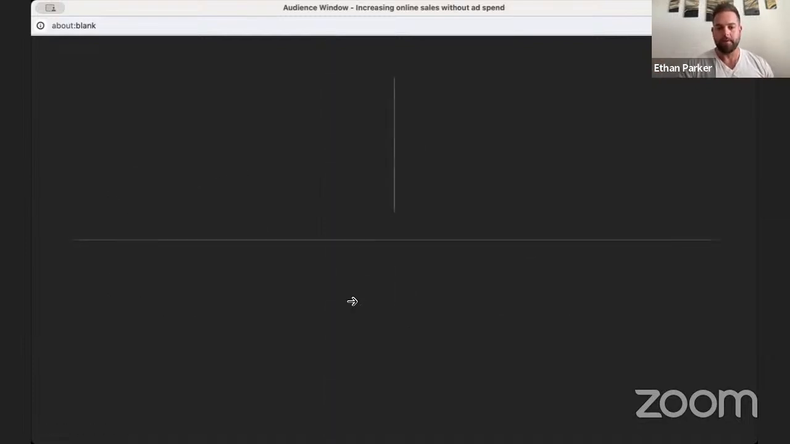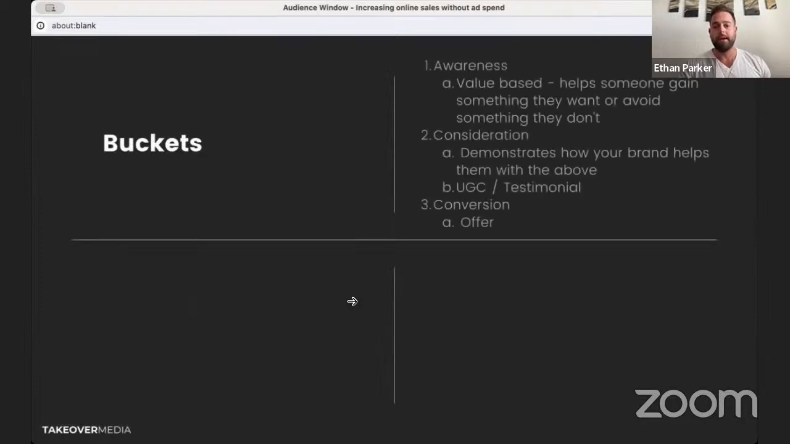So, more insight on the buckets thought. Again, the buckets are awareness, consideration, conversion. Awareness is going to be value-based type content. So how do you help someone gain something they want or avoid something they don't?